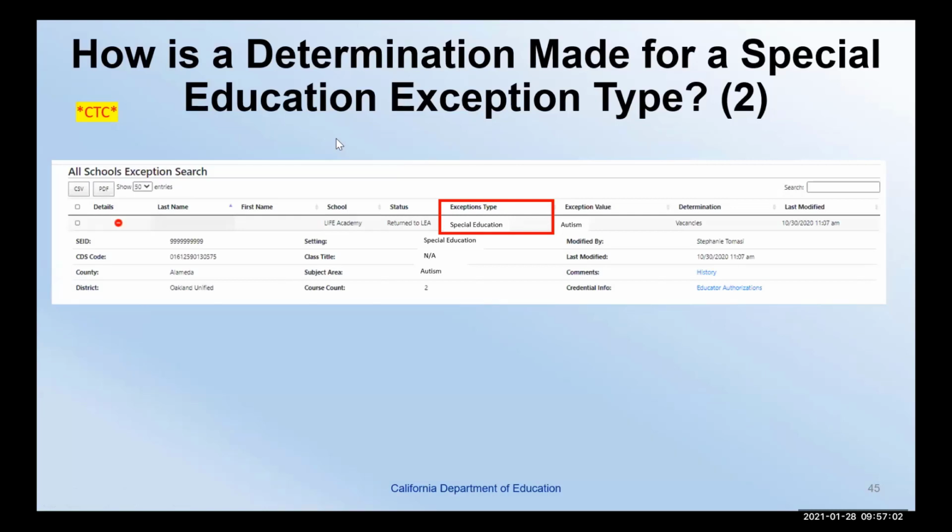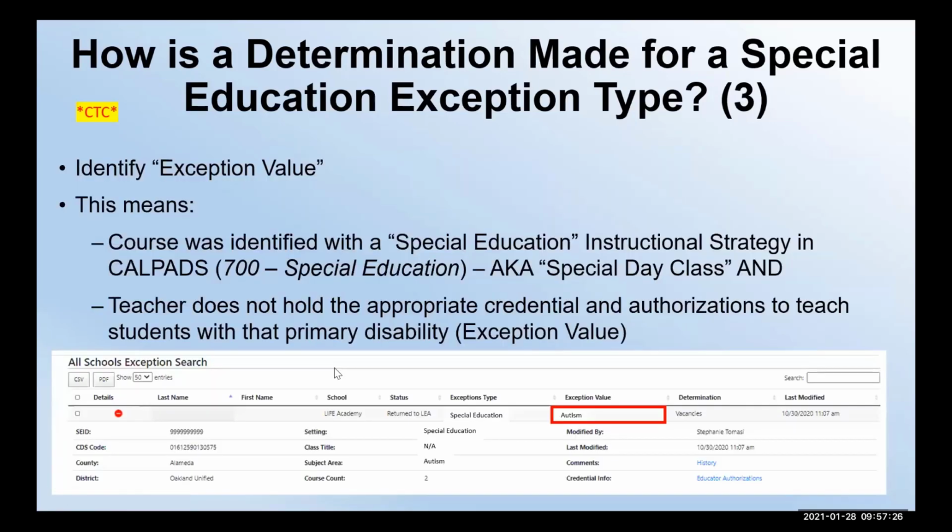So this is a special education exception. You can see that based on the exception type here, it says special education. Like Randy said, this means that the course was reported with the special education instructional strategy in CalPADS, which is 700. Now take a look at the exception value. So the exception value here is autism.